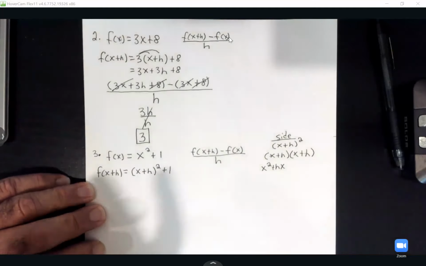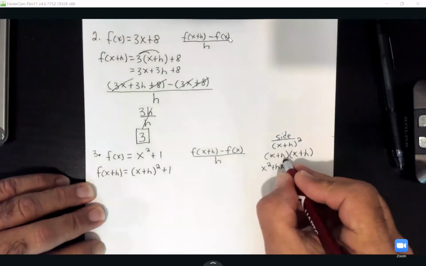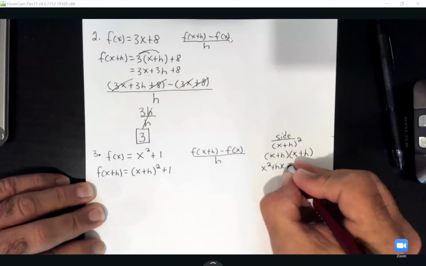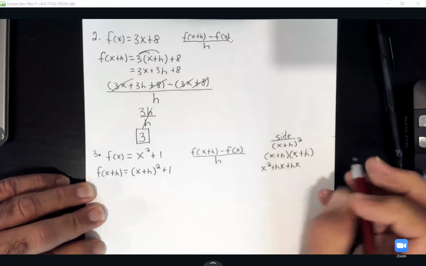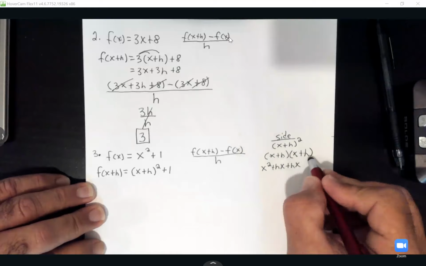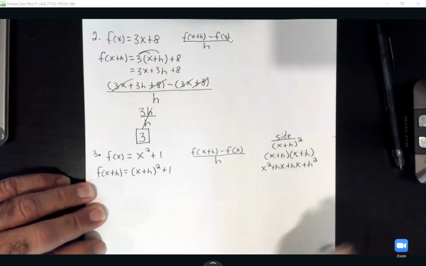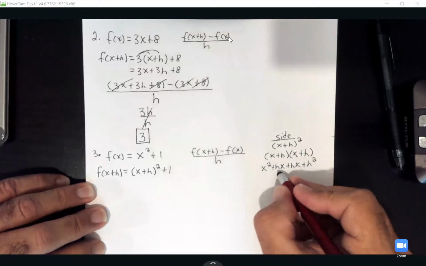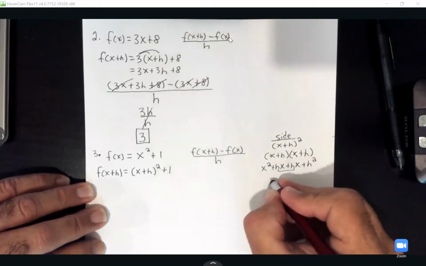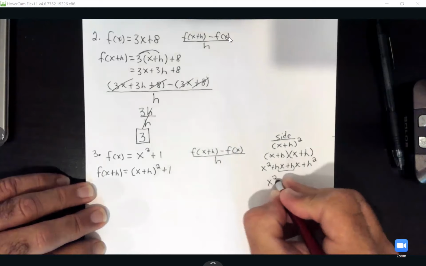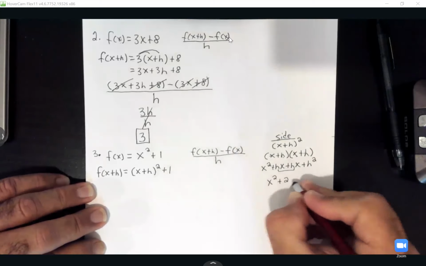I'm just keeping mine in alphabetical order. This h times x is a hx. And then the h times the h is a h squared. So now come in and add your like terms. So you're going to get x squared plus 2hx plus h squared.